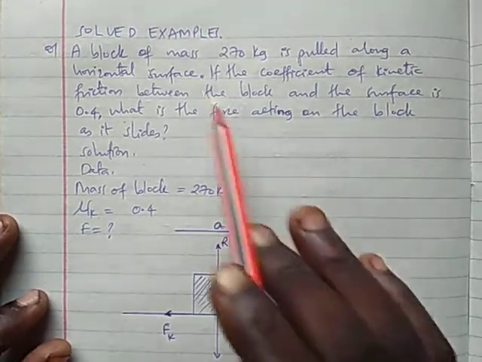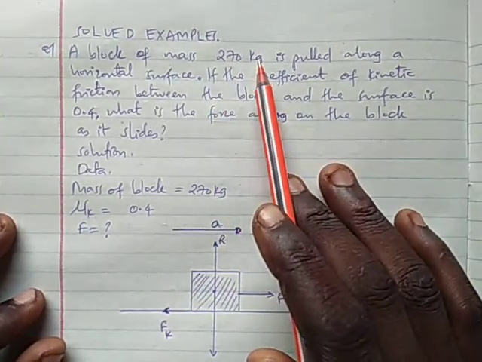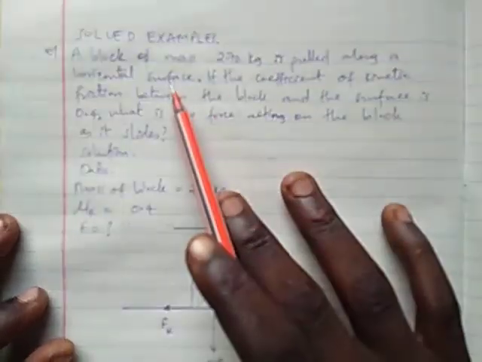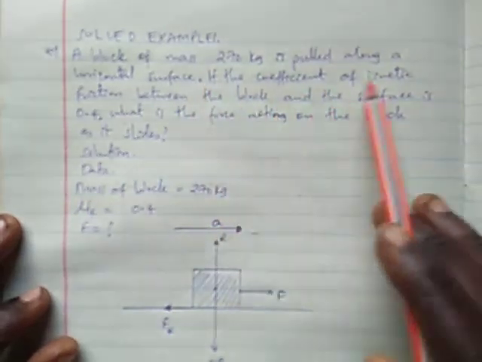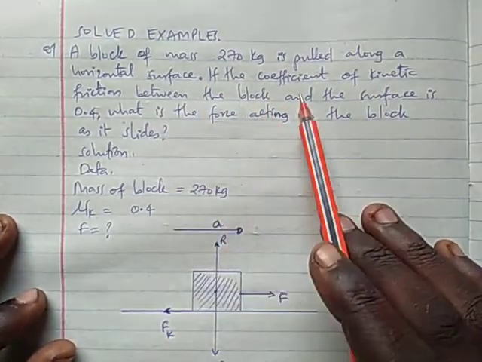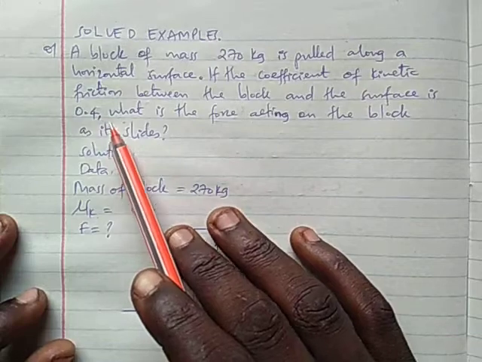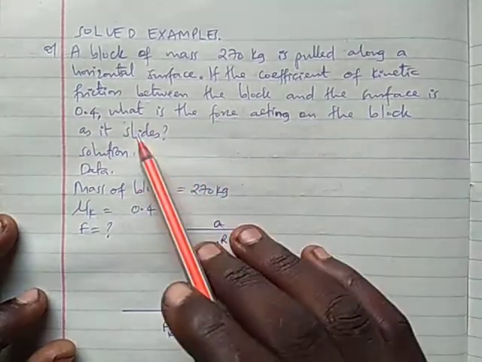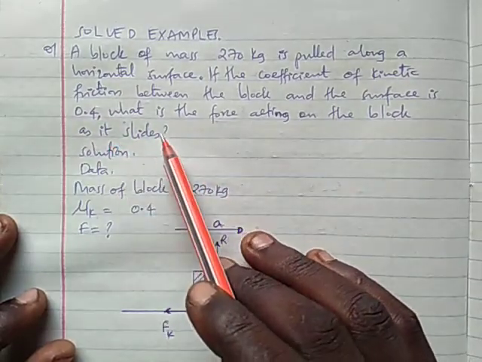So la kwanza, a block of mass 270 kg is pulled along horizontal surface. If the coefficient of kinetic friction between the block and the surface is 0.4, what is the force acting on the block as it slides?